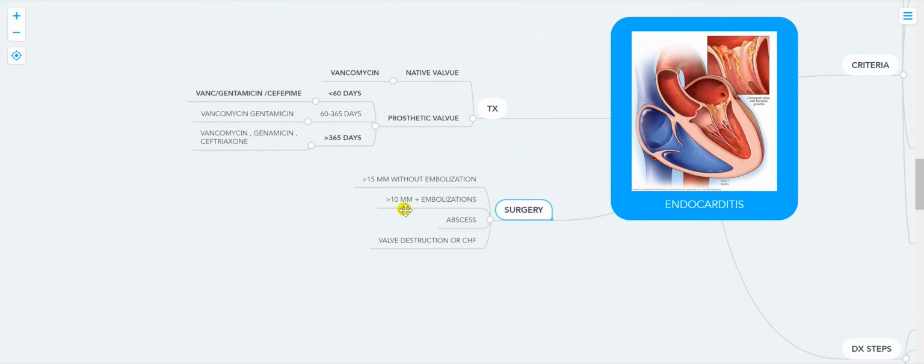Surgery, if it's more than 15 mm without embolization, or if it's more than 10 mm with embolization, if there's an abscess, if there's valve destruction or congestive heart failure. And that's a summary of endocarditis.